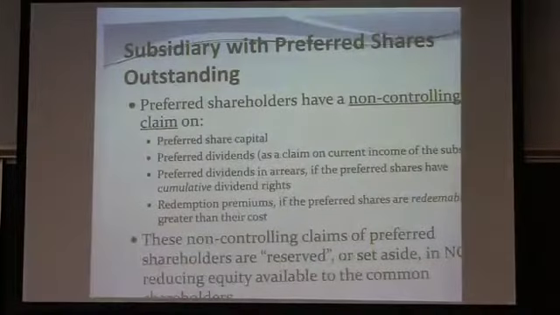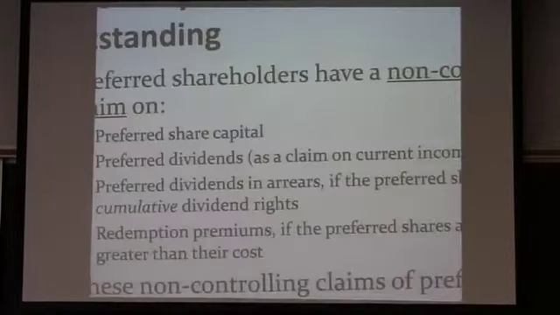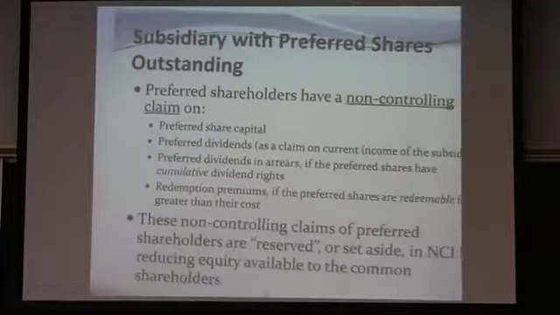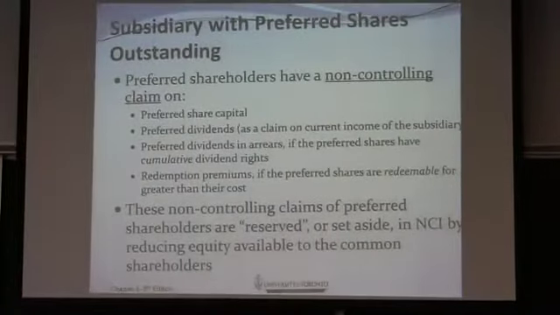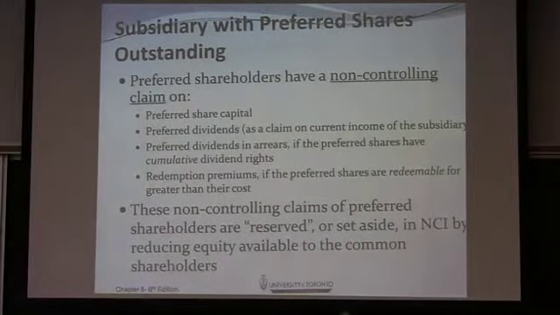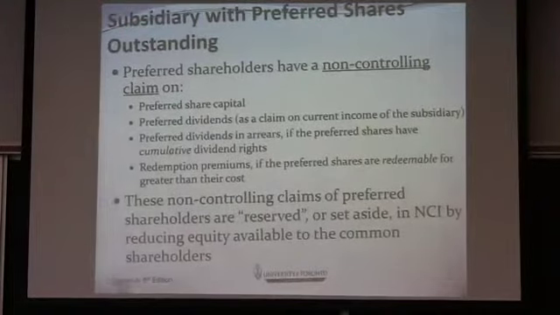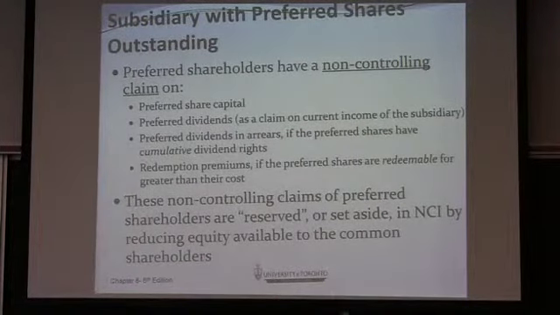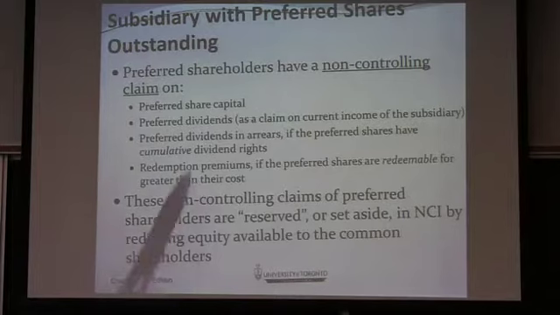So we know that if the subsidiary happens to have preferred shares, we need to be able to determine whether those preferred shares are owned by the parent or owned by a third party. So we're going to assume that the preferred shareholders are a third party. In that case, we would assume that they are part of the non-controlling interest, and the preferred shareholders will have claim on the preferred share capital.